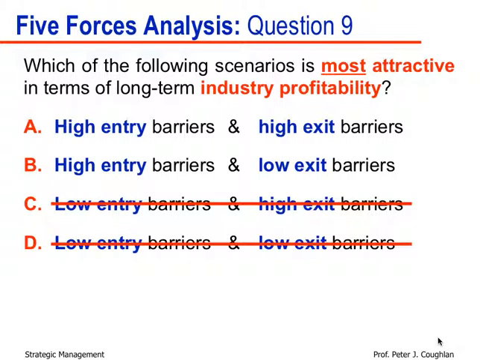We can rule out C and D because low entry barriers make the threat of new entry high, which reduces profitability. So now the question is, is it A or B? We know we want high entry barriers. Do we want high exit barriers or low exit barriers for profitability?